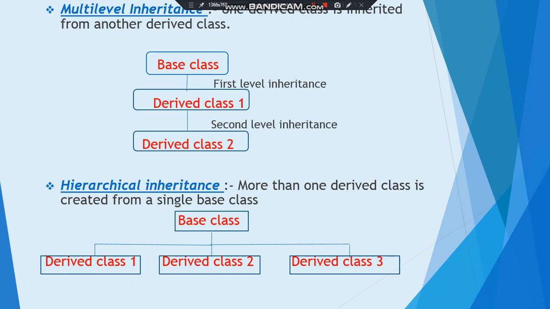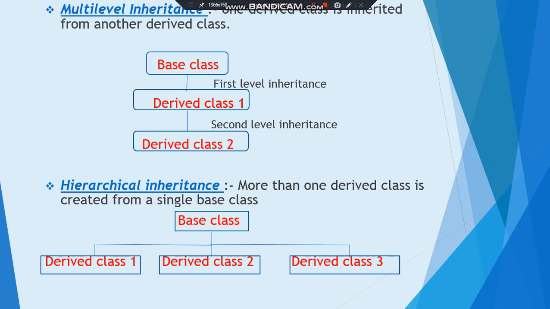Multi-level inheritance. One derived class is inherited from another derived class. For example, we see that derived class 1 is created from the base class and derived class 2 is created from derived class 1. So between the base class and derived class 1 there is a first level inheritance, and between derived class 1 and derived class 2 there is a second level inheritance.